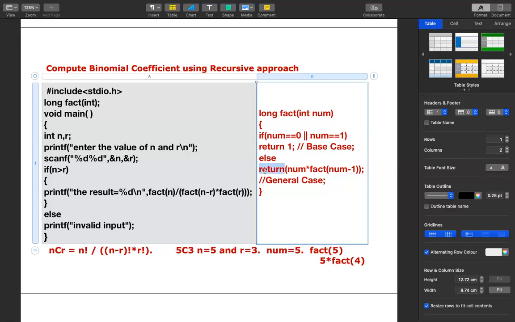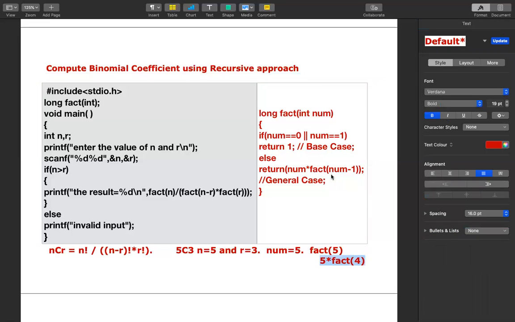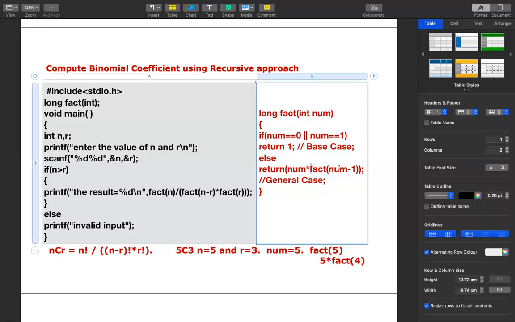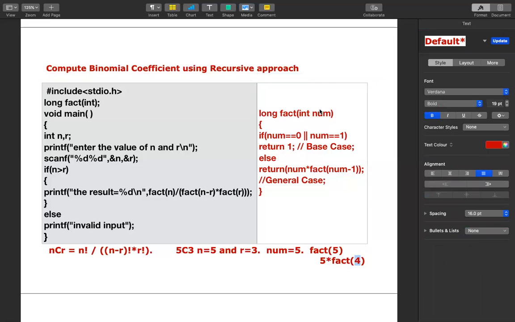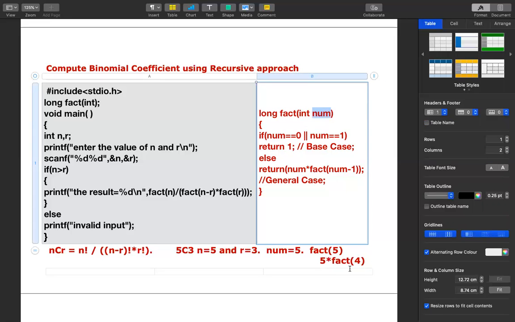And in your else case, you can see that you have written a return statement where you are dividing the problem into a subproblem, num into fact of num minus 1. That is nothing but this formula. So it's been reduced. Now we are calling fact of 4 inside the same function; you can see that fact of num minus 1 is called inside the same function. Now with this parameter, that is fact of 4, num becomes 4.